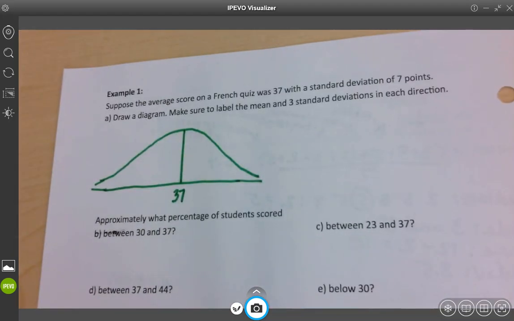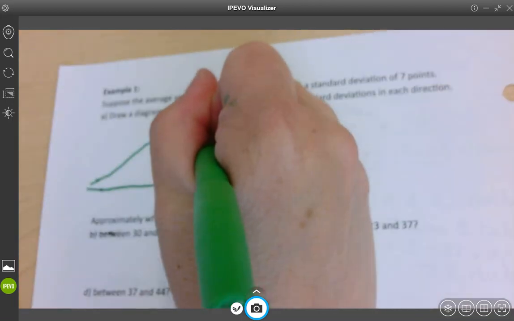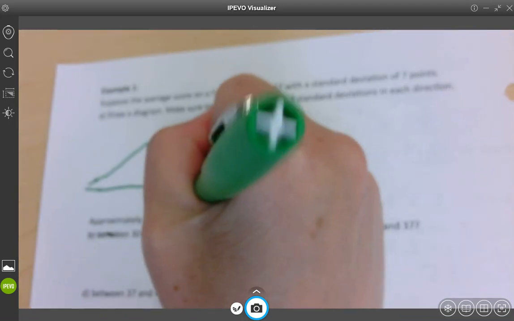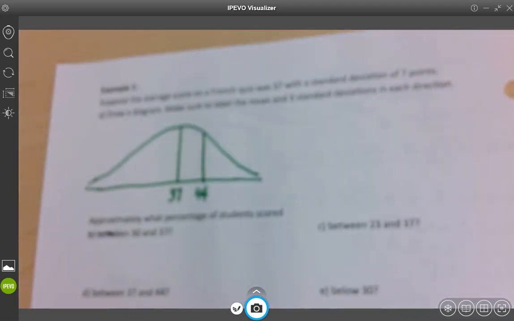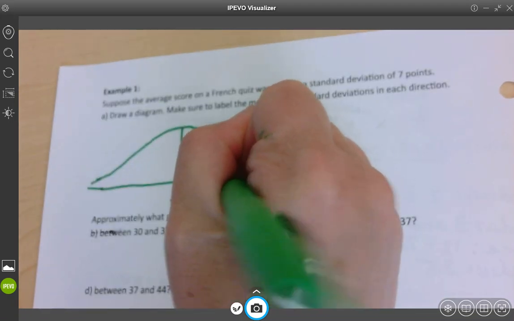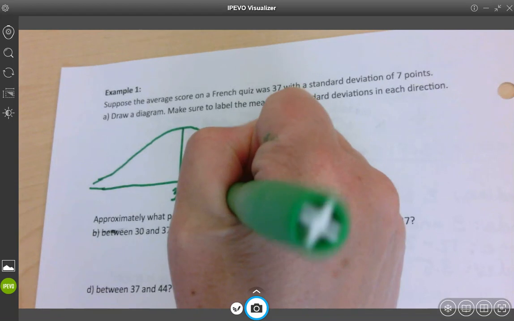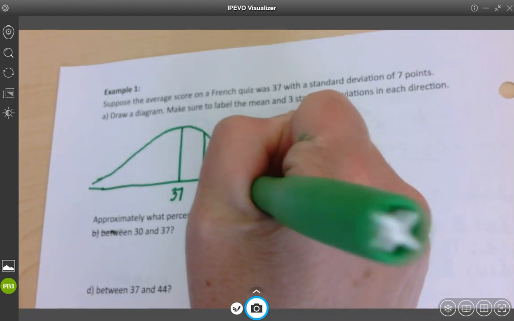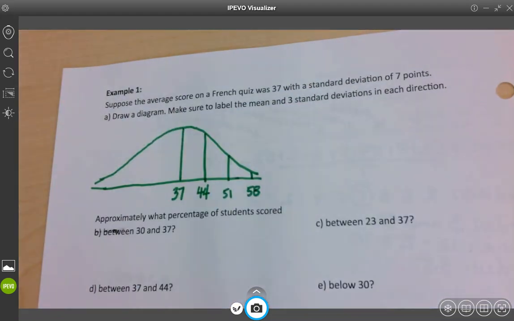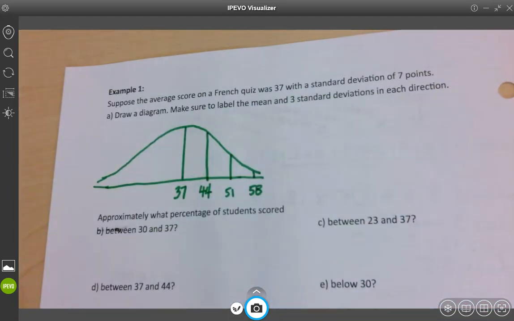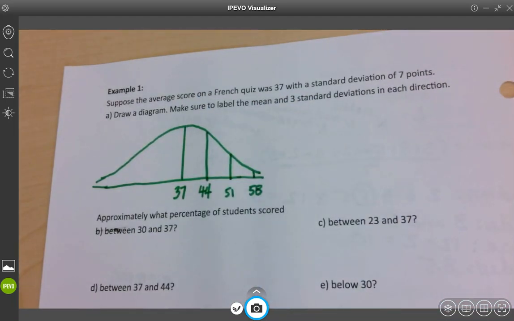All right, standard deviation of 7. That means that 1 standard deviation above the mean would be 7 more points. So 44. 2 standard deviations above, you add 7 again. And here's 3 standard deviations above, and that's 7 again. On the left side, you're going to subtract 7. So we don't keep going with standard deviations. The curve will always have 3 above and 3 below.